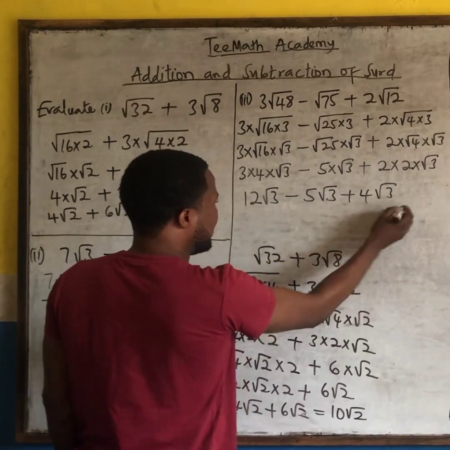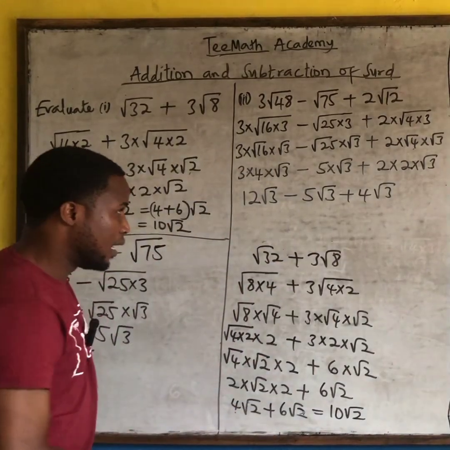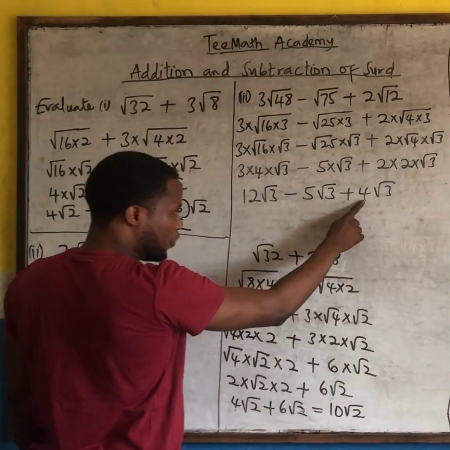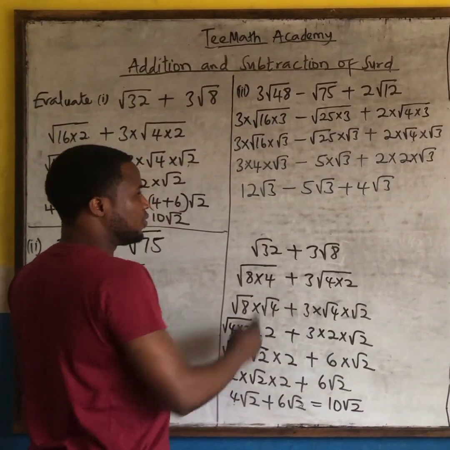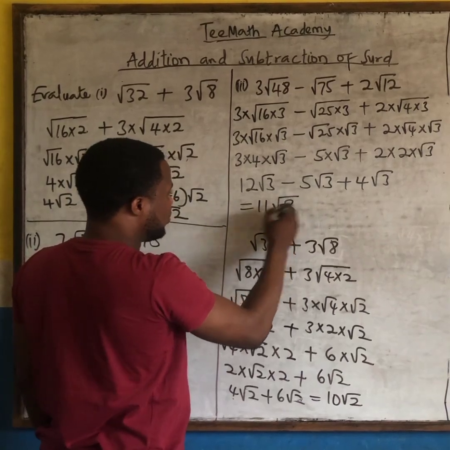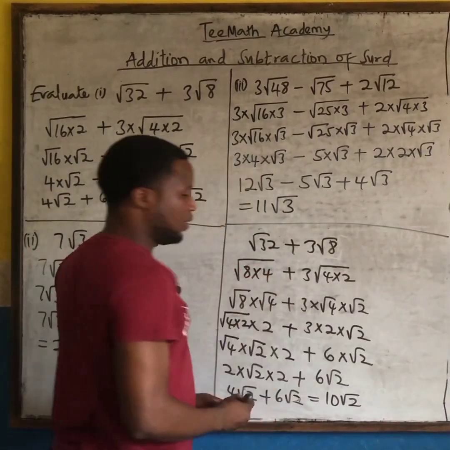Now they are all in the same root. I can add them together. So 12 minus 5 is 7. 7 plus 4 is 11. So that gives me 11. Then because they have the same root, 11 root 3. That is the final answer.